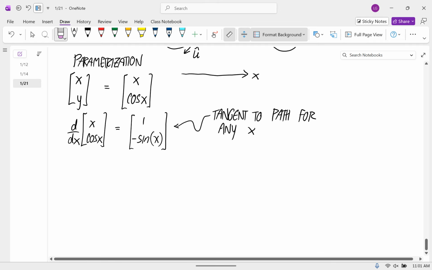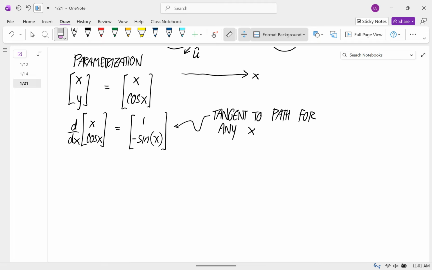Okay, so we have a vector that's tangent to the path for any x, but now we want to multiply it by -1.